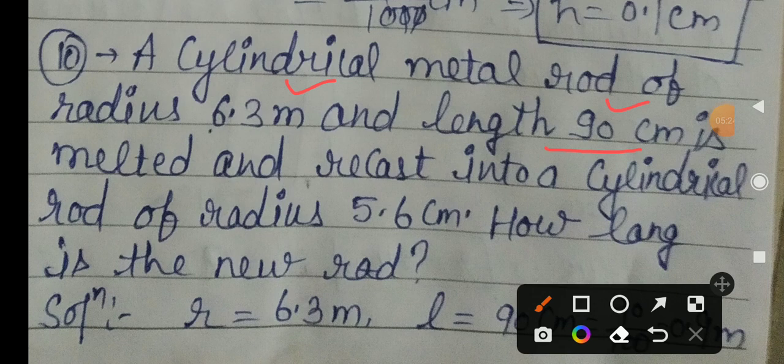So this metallic rod is melted here. Melt means volume; in the starting video of this chapter we explained the meaning of melt. You have to find the volume here, and that volume is converted into a new cylinder whose radius is this.